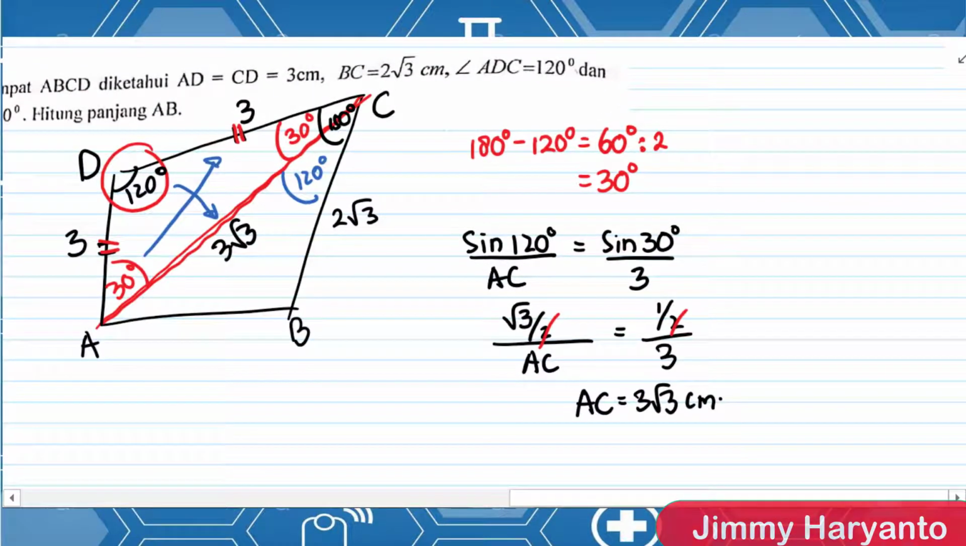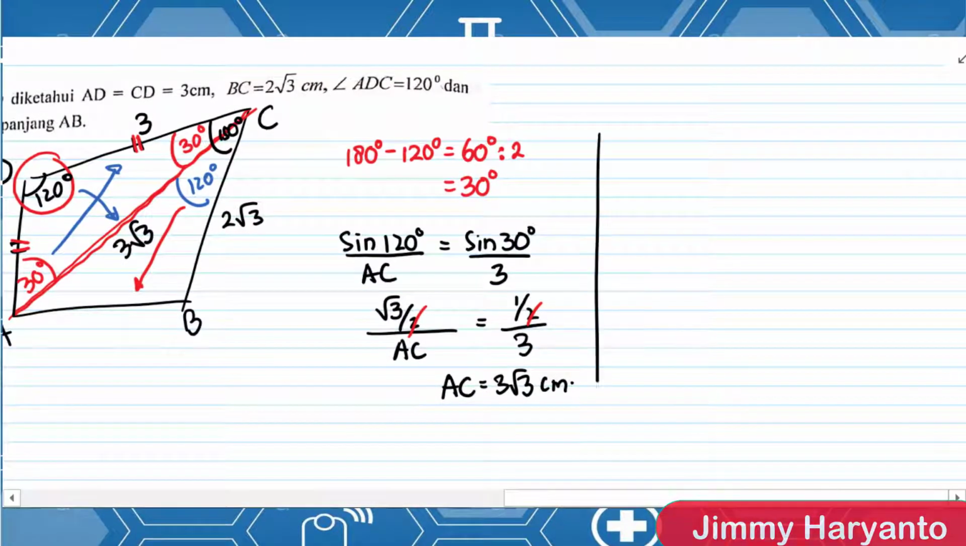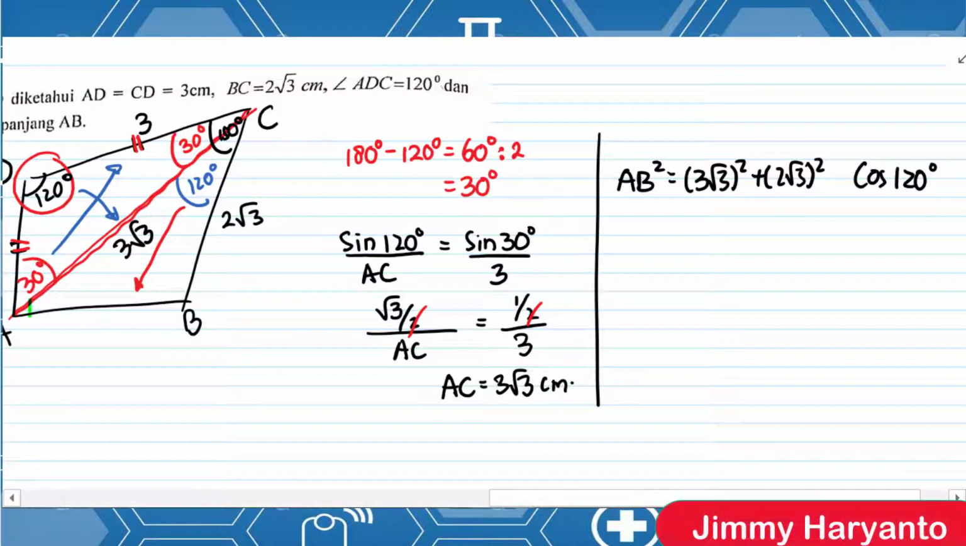To find AB, I will use the cosine rule because there is only one angle. The angle is 120 degrees, and the opposite side will be AB, so AB squared equals, with cos 120 degrees at the back. The rest is 3 square root of 3, squared, plus 2 square root of 3, squared, the sides being this and this.